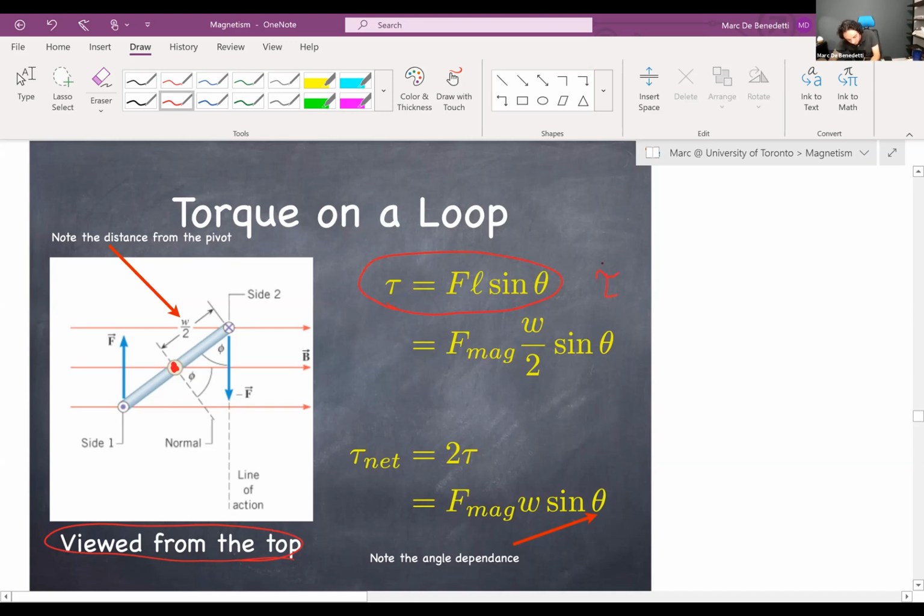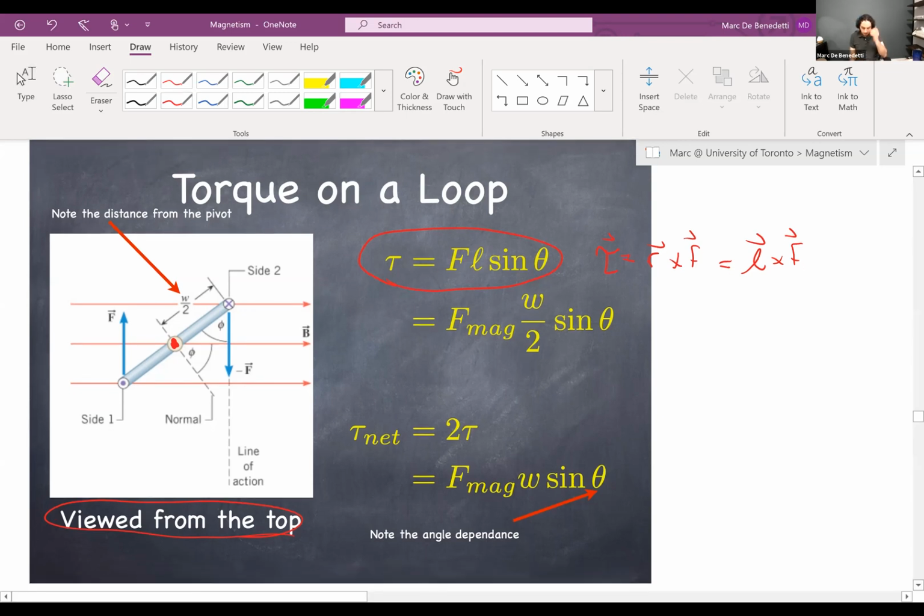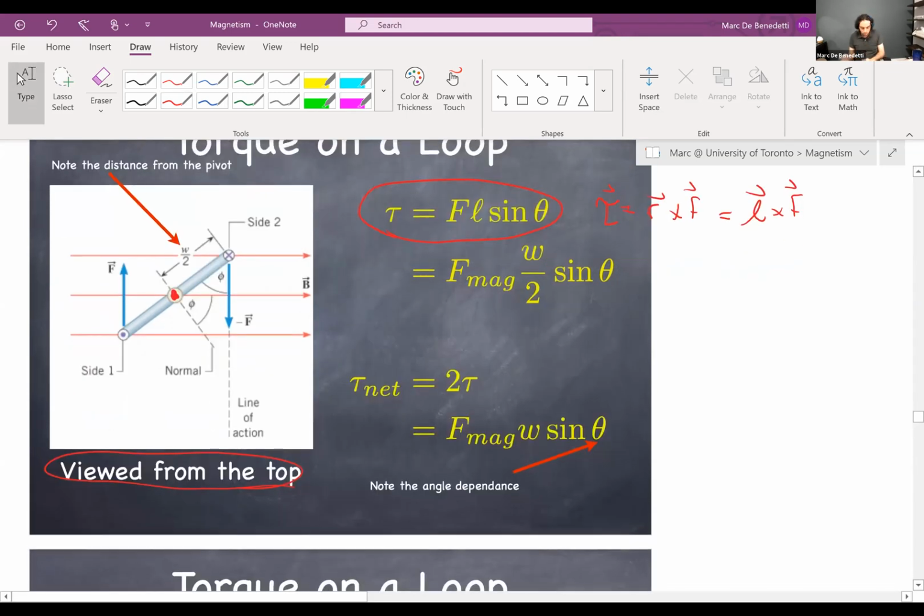More specifically, mathematically, torque is R cross F, or in the context of L, you can use L cross F too. I don't care what symbol you use. That's the mathematical definition of torque. Or if you want to use the algebraic one without calculus, it's just FL sine theta, L being the lever arm. So here, let's expand it.